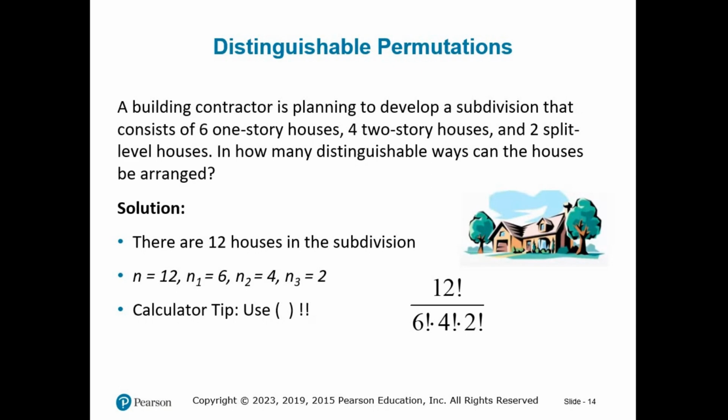For every item that has multiples, we're taking its factorial and dividing by it, so it no longer interferes with our count of possible arrangements. So we do the calculation, which, by the way, you can do on your calculator using parentheses, and we get 13,860 distinguishable ways these houses could be arranged.